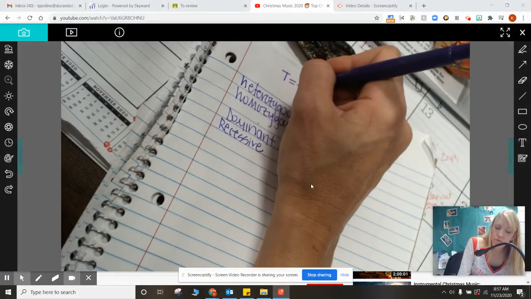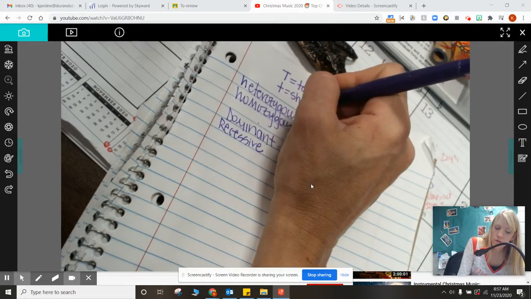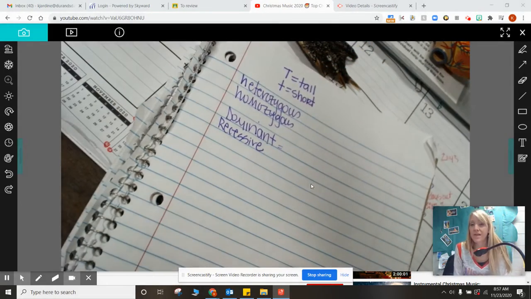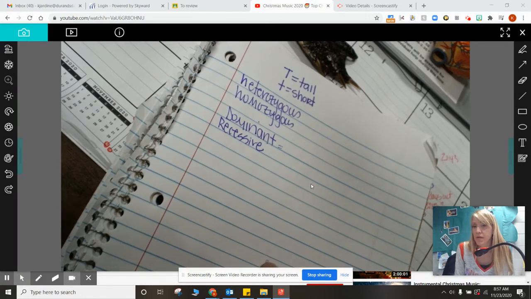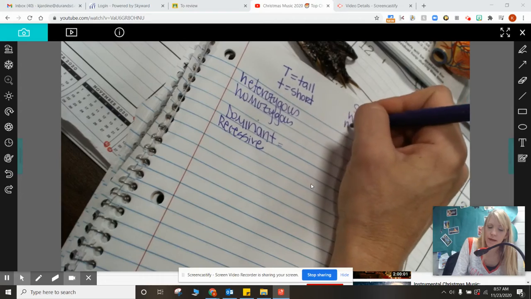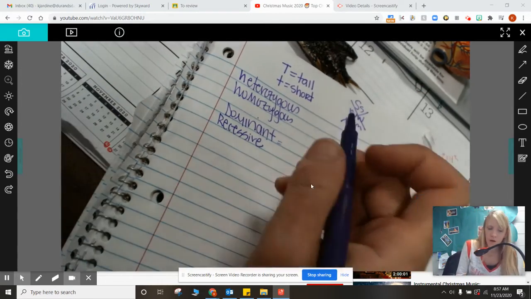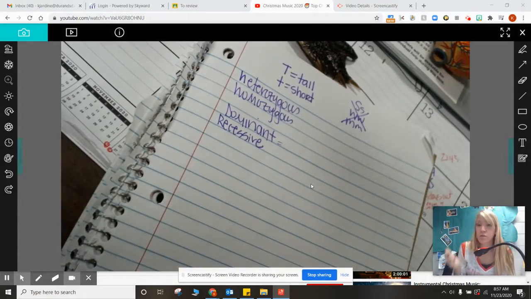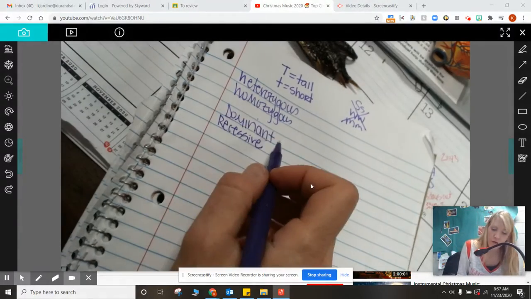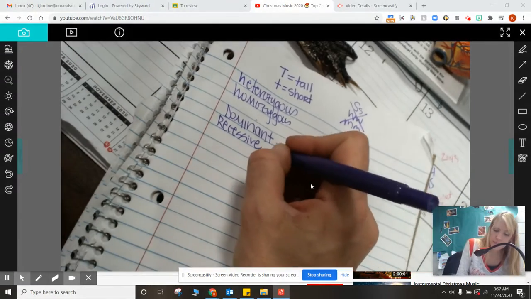Big T is going to be for tall, little t is going to be for short. I like to use alphabet letters that look different when they're uppercase and lowercase. Like I never use S's or W's or M's. I never use those because it's really hard to tell the difference. Okay, so tall is going to be big T and short is going to be little t. So dominant is big T. Okay, recessive is little t.